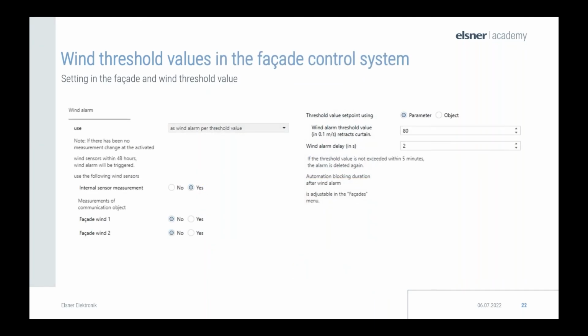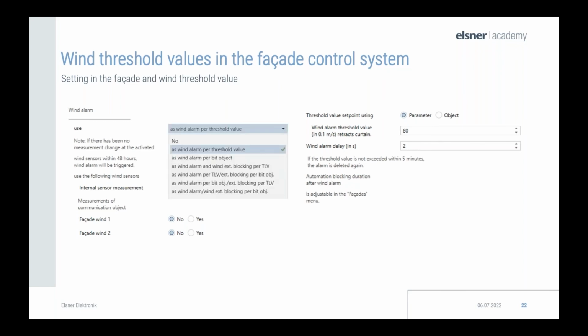Okay, now we move on to setting the wind threshold in the facade control system. Here you can set the wind alarm, and if desired, wind extension locks are determined. So here we have the ETS menu. In my example, I use the wind alarm by threshold value.